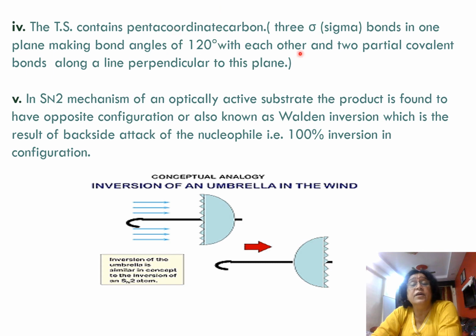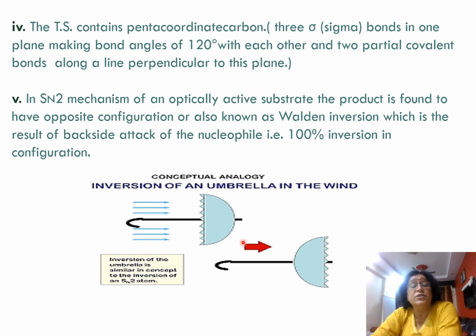So the transition state contains which carbon? Penta-coordinate carbon, where it forms 3 sigma bonds in one plane making 120-degree angles, and 2 partial covalent bonds along a line perpendicular to this plane. Clear? If someone asks what the valency of the carbon here is, it is penta-coordinated carbon. It forms 3 sigma bonds, the bond angle is 120 degrees in the same plane, and 2 partial covalent bonds are perpendicular to the plane. Clear?